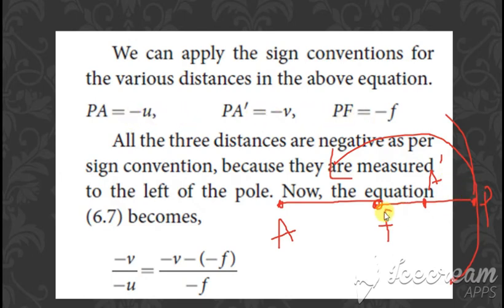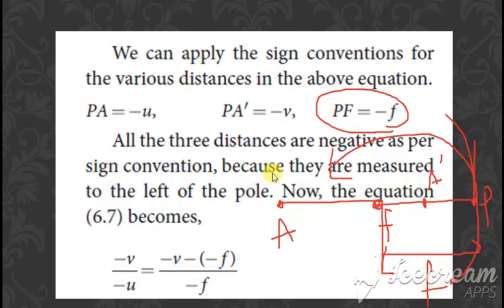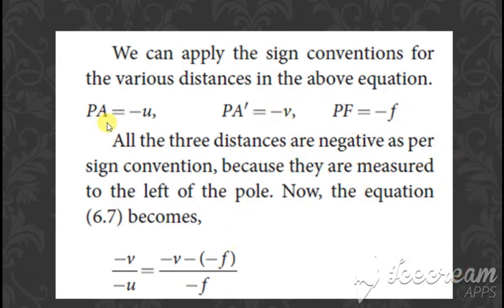Then what is the distance between the focus and the pole? It is the focal length, denoted by the letter F. Next, from P to A, A is the object, so the object distance is U. We write this as U here. Then A dash is the image, so the distance from P to A dash is V. All these are taken as negative, so we write minus U, minus V and minus F.